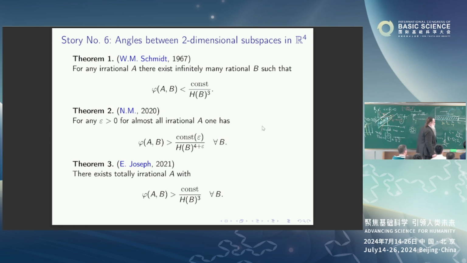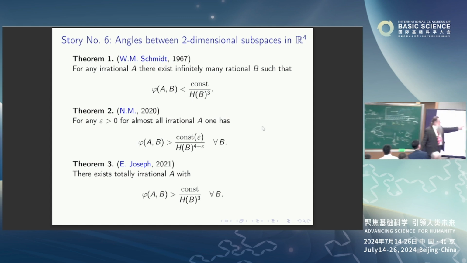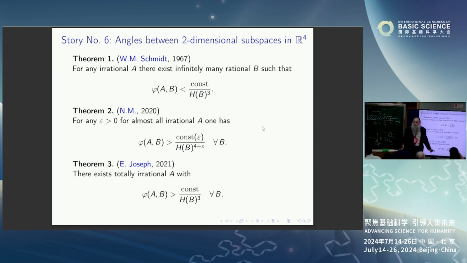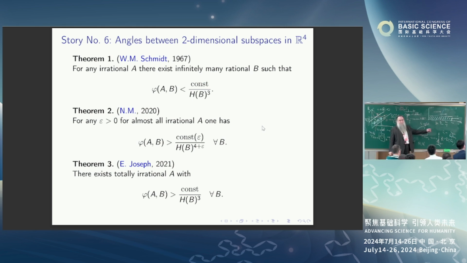Schmidt proved the following result, which is an analog of Dirichlet's theorem. For any irrational subspace, there exist infinitely many rational subspaces with such angles in terms of the height of the subspace. And it turned out, surprisingly, that this exponent is optimal. It is a breakthrough result of Elliott Joseph, who constructed a simple but very artificial subspace which has no better approximation by rational subspaces. By the way, this construction is related to one of the solutions of Schmidt's conjecture, and to Beresnevich's theorem on badly approximable numbers on curves.